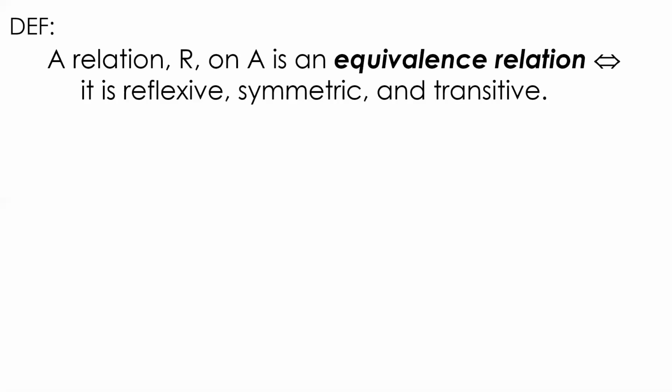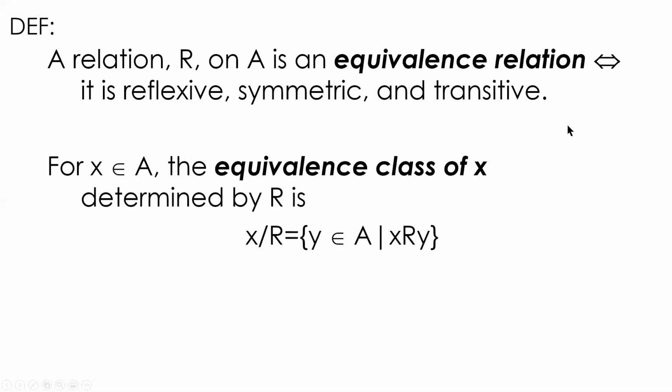What happens when you do that is it breaks up the set into separate pieces. Each element has what we call an equivalence class or a congruence class. It's the set of all the elements that are related to it. X is in its own equivalence class because X is related to itself, and then all the other things it's related to are in its equivalence class.